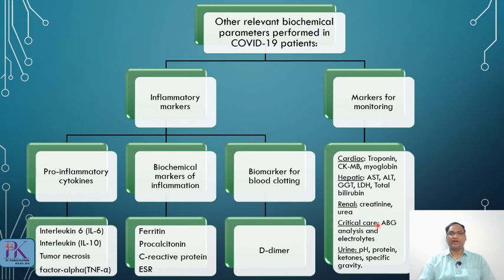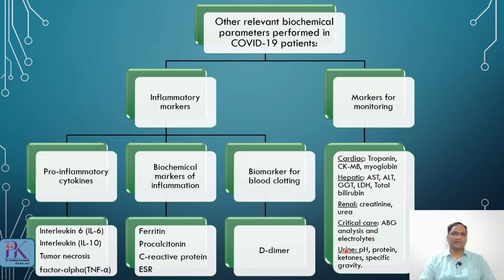Okay, now if the patient is very severe, for example, is on a ventilator and ICU setup is required, in that case, there are markers for critical care. ABG is a life-saving test. Okay, so ABG analysis and electrolyte analysis. These are very important markers during the monitoring of a COVID-19 patient.